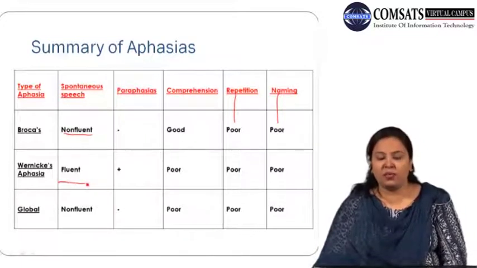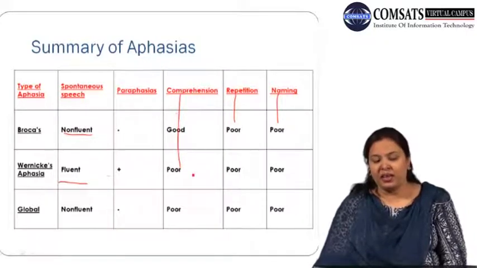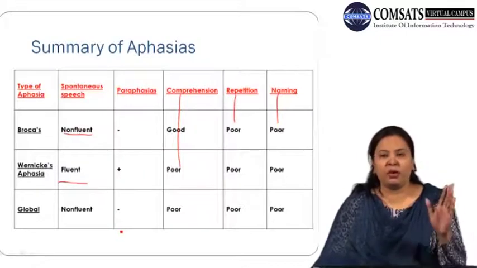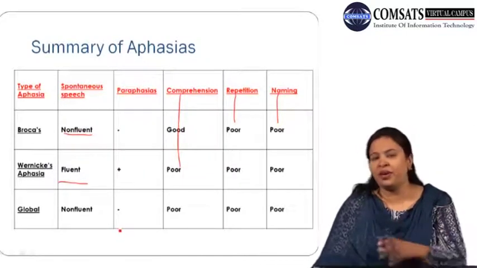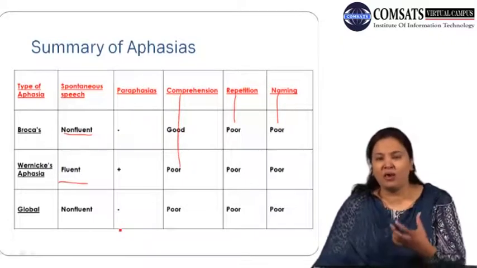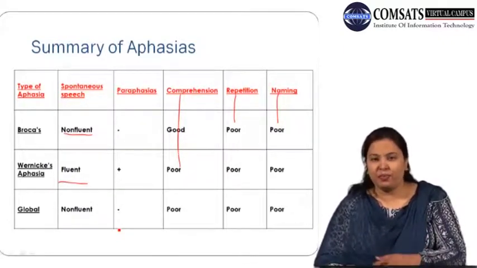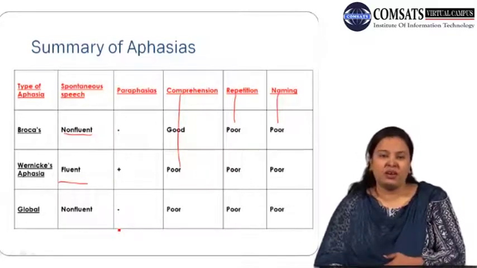They are good in fluency, but the problem is that they are poor in comprehension. They have poor repetition and poor naming ability. And in global aphasia, there is non-fluent speech, poor comprehension, poor repetition, and poor naming everywhere. It is somehow a total language loss, you can say. So these are the different types of aphasias.